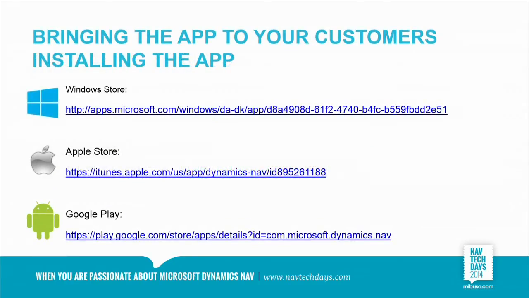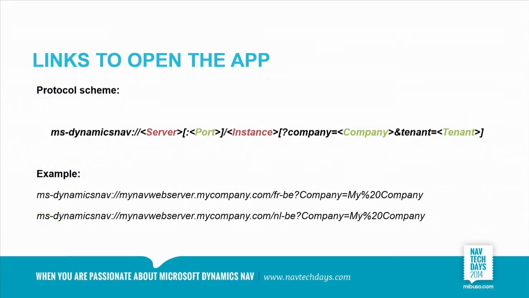So these are the apps, the links. You can download the presentation from Ibu, so you can get these links to put in the mail directly for reference. These are the links you can use to open the app and make it easier for your customers to directly have all the information on your server, the port, the instance they use if you are using multiple instances, and your company and your tenant.